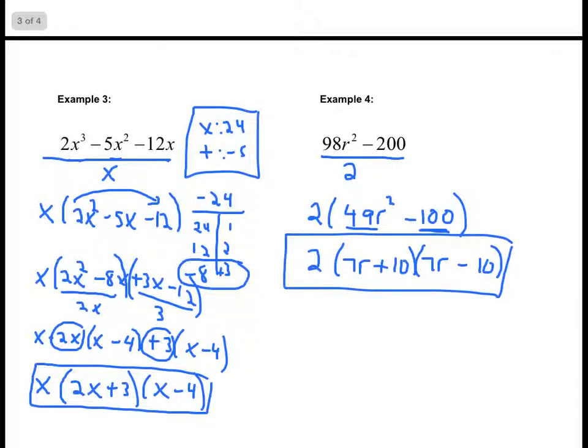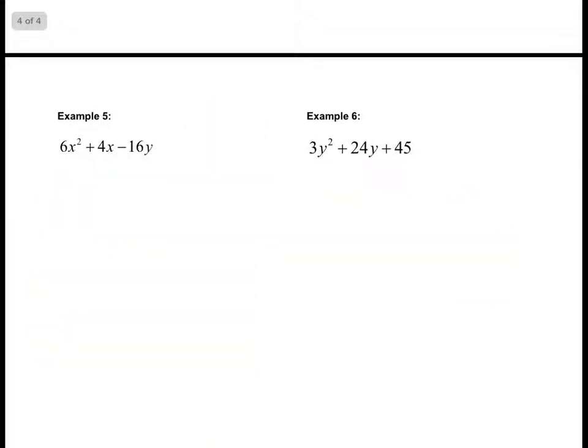2 more. Okay, I'll work through these, and you can, if you would like, pause and try to work these on your own and check your answer. Greatest common factor is 2. Divide by 2.